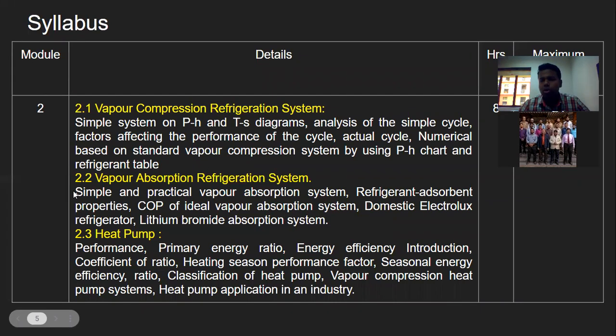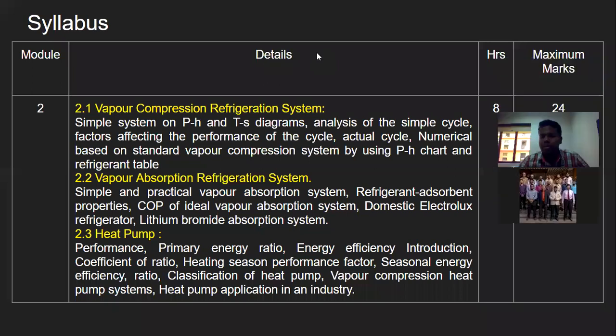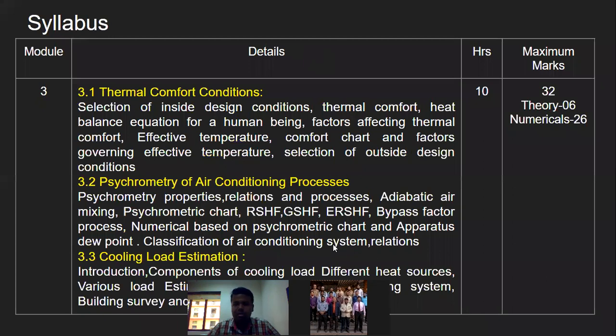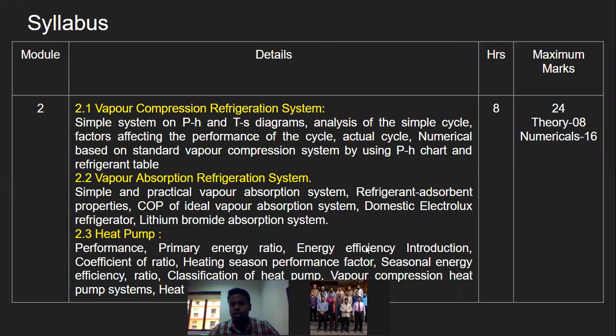So this is 2.2. When you talk about this module, you can see the maximum marks allotted: approximately 24 marks are allotted for this module. So you can see the importance of this particular content and what we'll see in the application. This is a very important module.